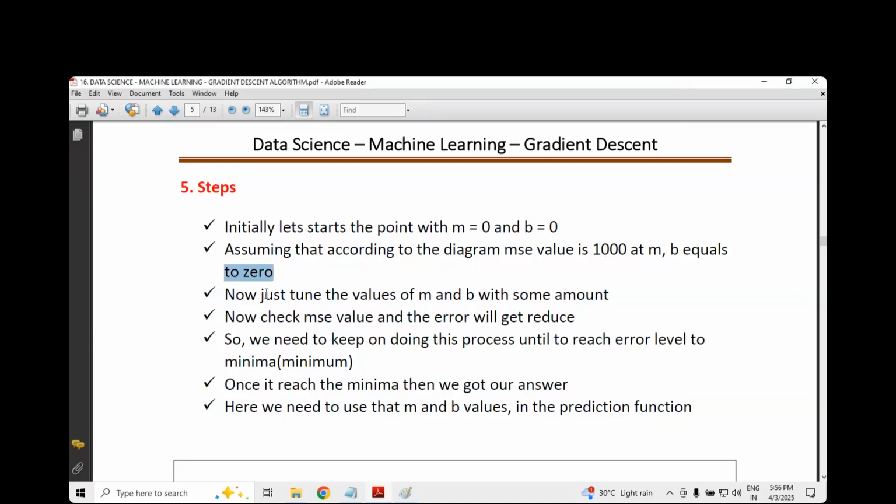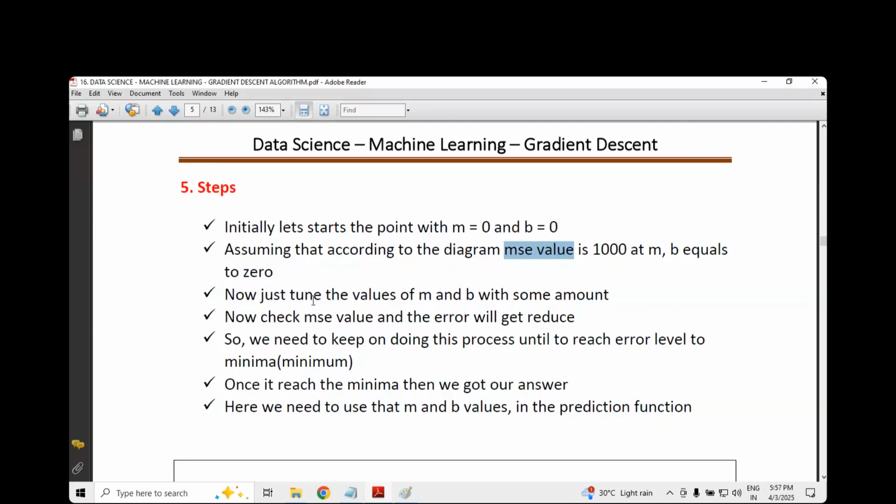So assuming that according to the diagram, MSE value is 1000 and M value, B value equals what exactly? 0. Now, can I ask a question? Sir, MSE value is big error. We got big error because of the parameters. Now, if you update the parameters, automatically the error, what happens? Reduce. Please, this is important. Though this is the theory I know, you have to understand it actually.